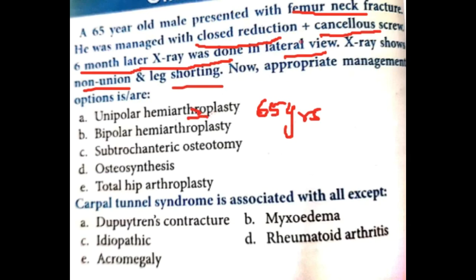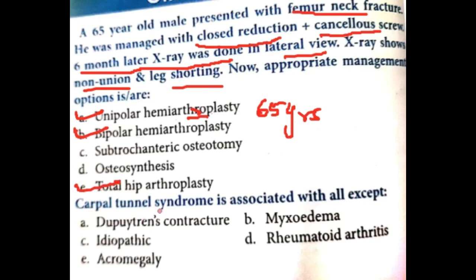If in the question it is given that there is arthritis, then you should do a total arthroplasty. Here, because there is no arthritis, we will do unipolar or bipolar. You can select any of these and do a unipolar or bipolar hemiarthroplasty. One more important thing, you can also do total hip arthroplasty, but we do total hip arthroplasty especially whenever there is arthritis associated with it.